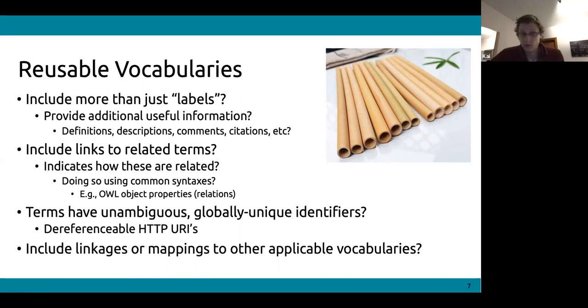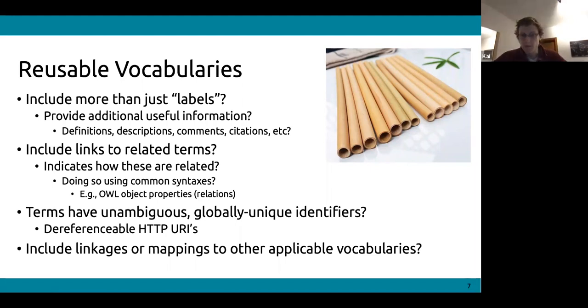Do they do so using a common syntax? So for example, you could use an OWL object property or relation, which is a very formalized, machine-understood relationship between two concepts. And that comes in with more sophisticated vocabularies like ontologies. We'll talk about that a little bit later.